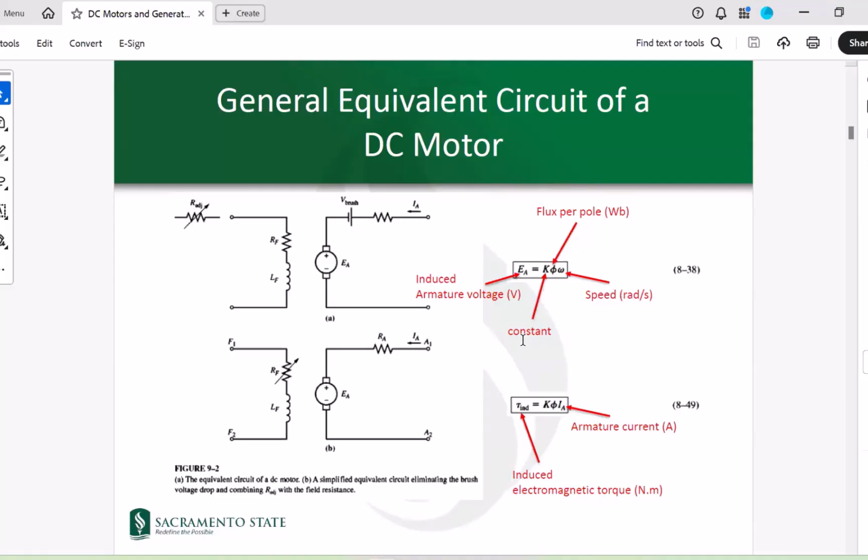Also, for the torque that is induced in the machine, which we call the electromagnetic torque, or induced torque, we have a representation of tau equal to K times phi times IA. So we are still dependent on the flux per pole in the machine to determine how much torque can be induced. And we are also dependent on the armature current, how much current we have in the armature. The same K applies here. So these are the same K values for both EA and tau induced.